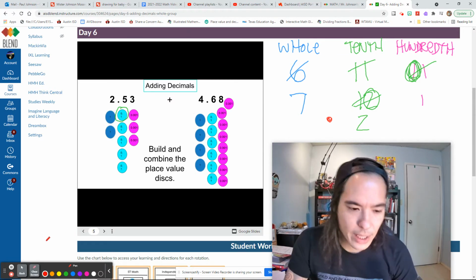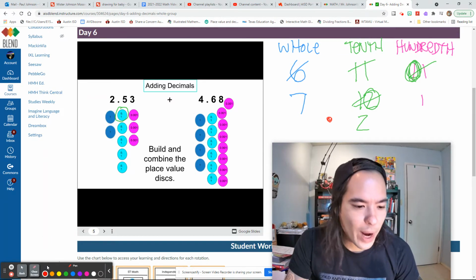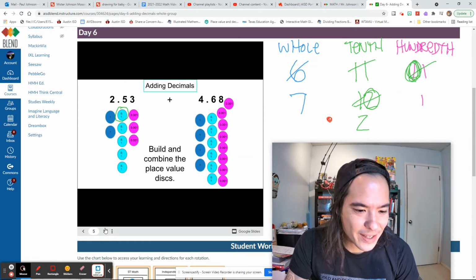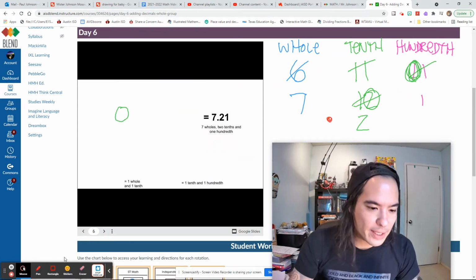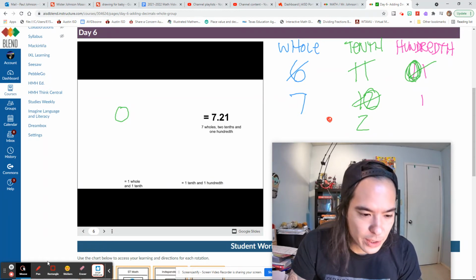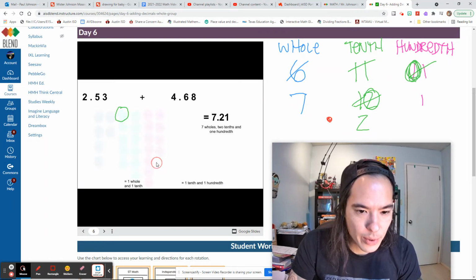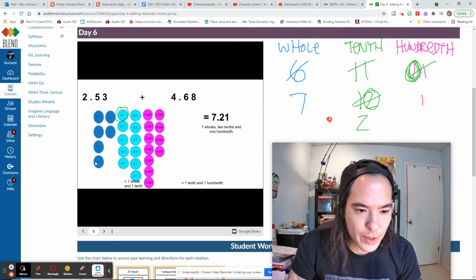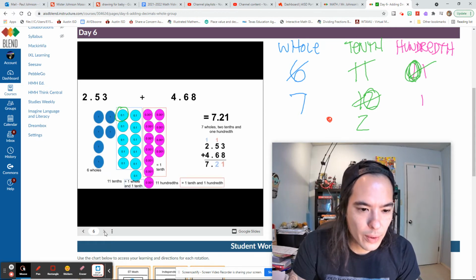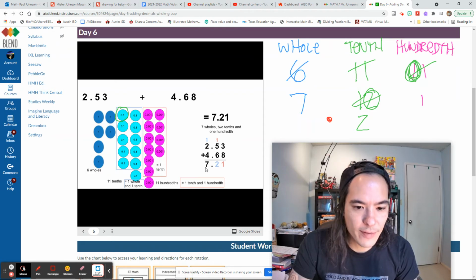Now, is there an easier way? Absolutely. There's an easier way. All right. Let's take a look at the easier way. Here is the answer. Of course, we got 7 and 21 hundredths. All right. So what they did is they counted them up. They just put all of them in a row. As you can see, they started with the 6, and then they had 11 tenths, and they had 11 hundredths. Then they're trading out 10 of the hundredths for 1/10, and they're trading out 10 of the tenths for one whole. And so that's why we have 7 wholes after all.